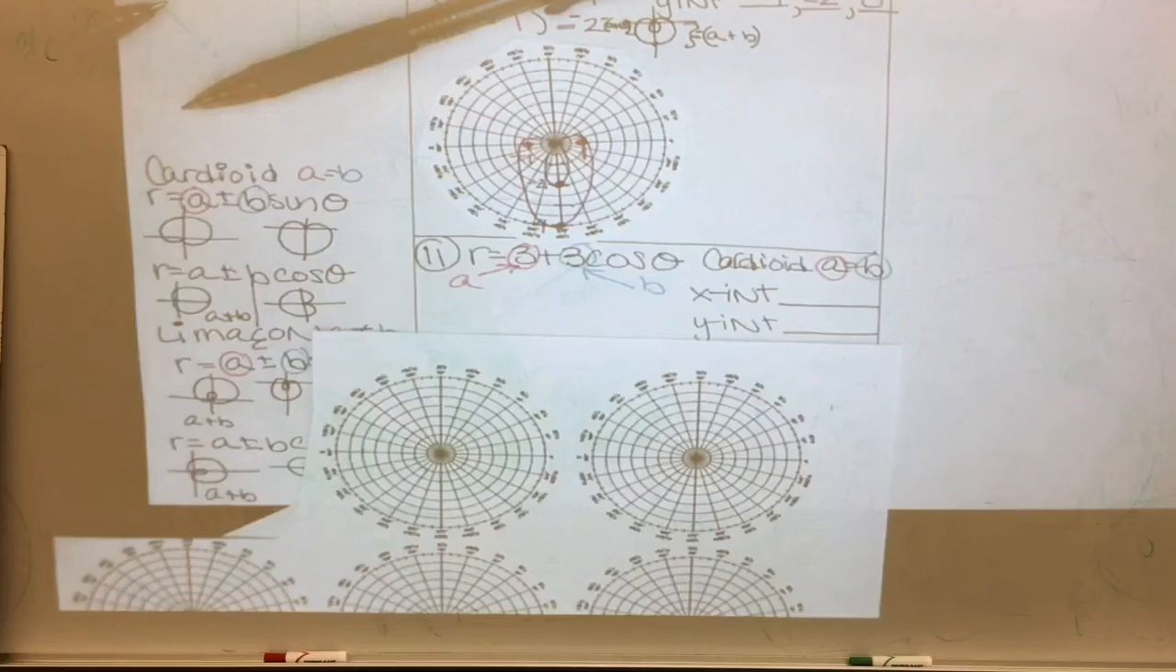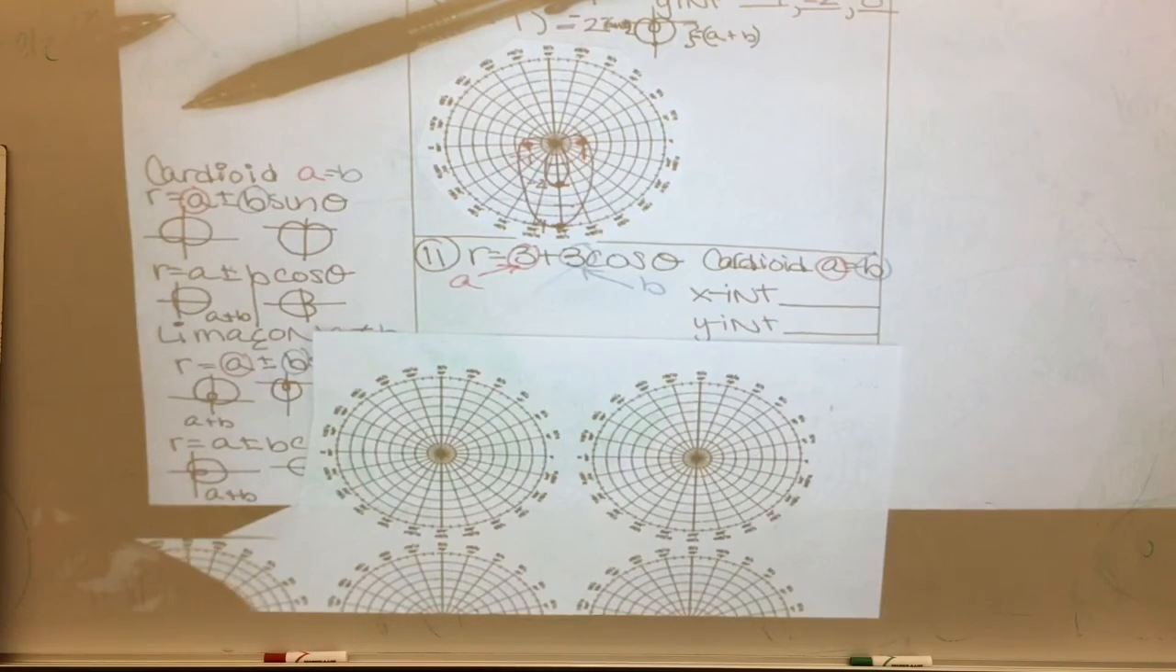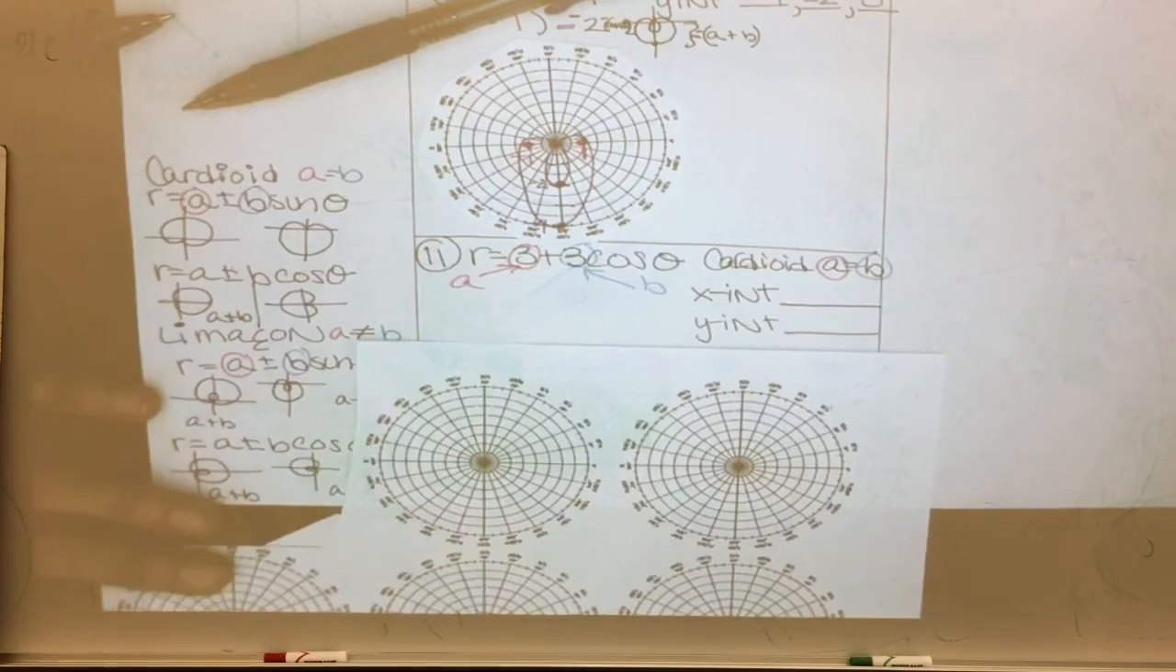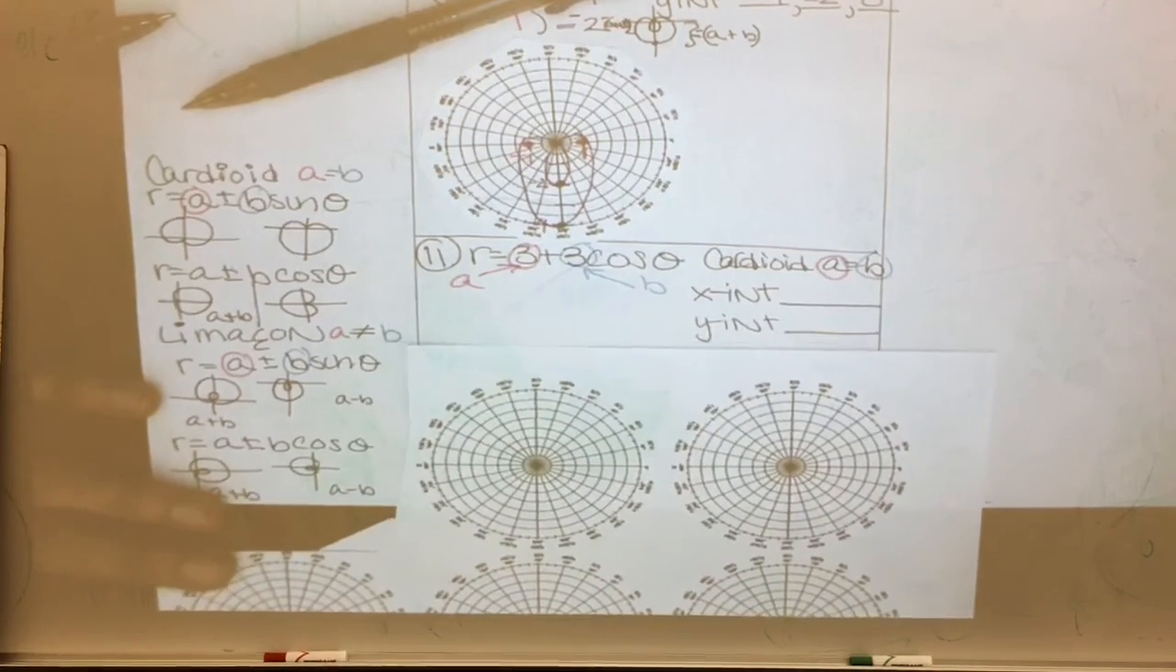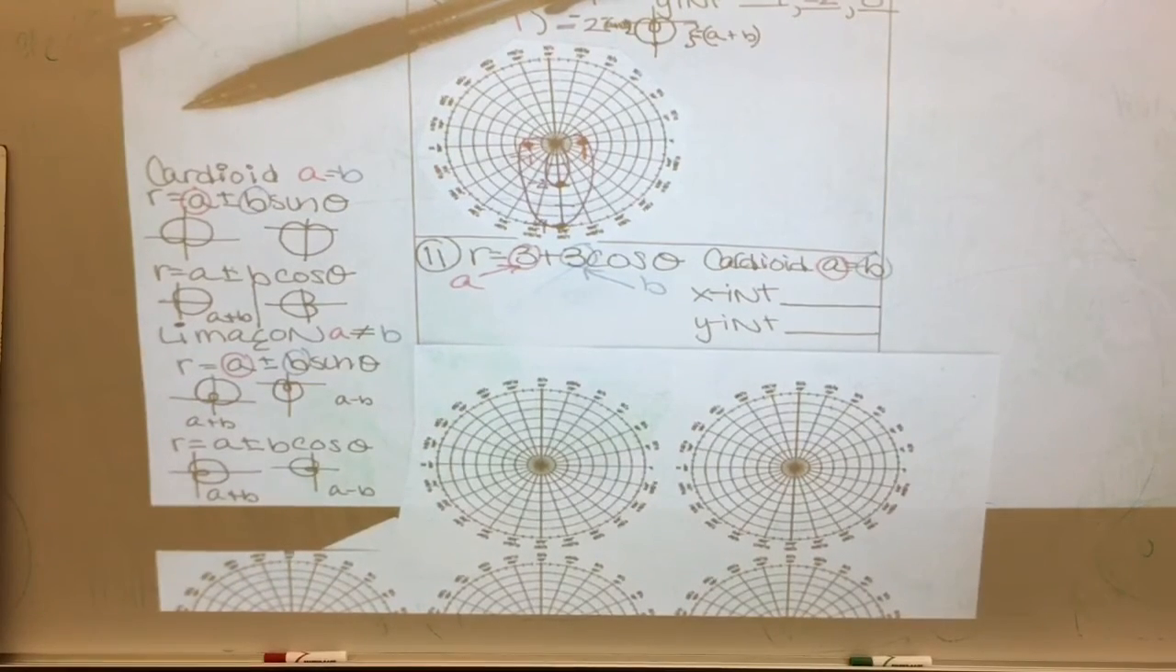Okay, so let's see here. Austin, can you help me figure this out? What are the x-intercepts going to be? I have no idea. Okay, so let's go back and review our 5.5 notes. Over here. 5.5 notes we took last.